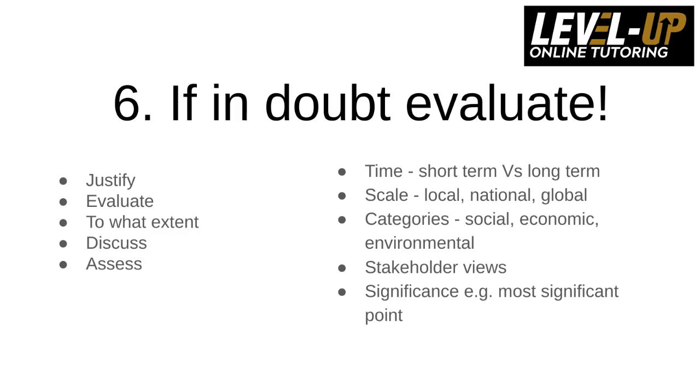Scale, is it going to help people locally, as a country, or across the whole world? So if I'm talking about deforestation, I might say, well, locally it's quite good because it provides jobs, but globally it's really bad because it's increasing global warming. Categories, well, this is good economically because it brings in lots of money, but it's terrible for the environment. Stakeholder views, who agrees with you? The indigenous people of the Amazon rainforest would agree that deforestation is bad, but the loggers who are getting lots of money from it are going to say that it's a good thing.